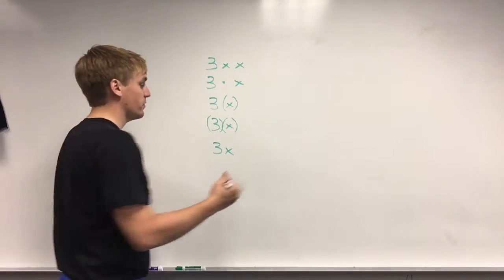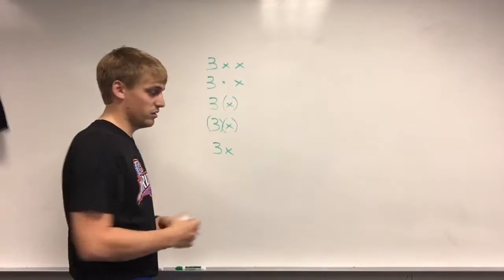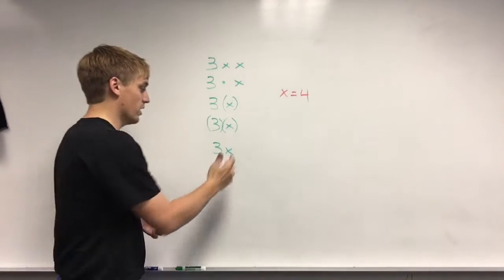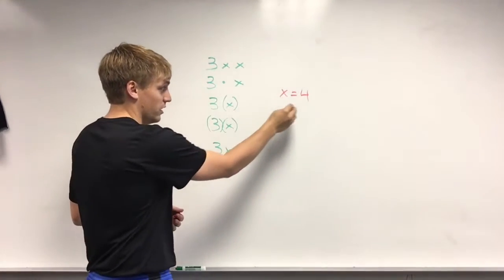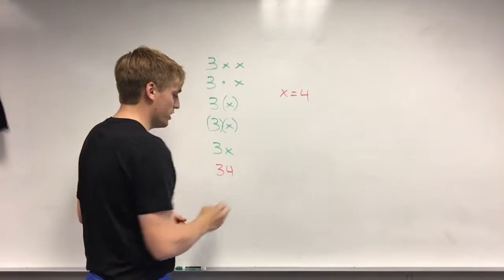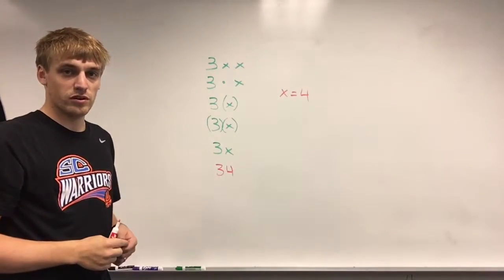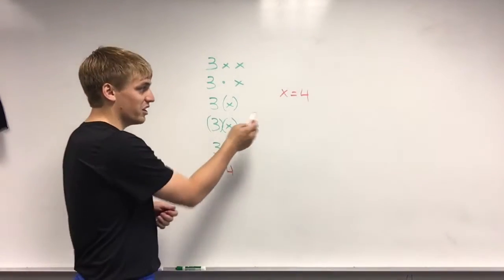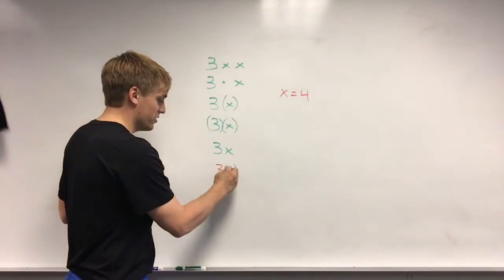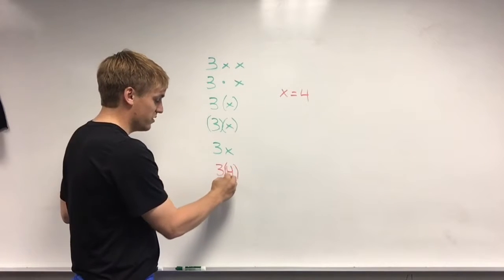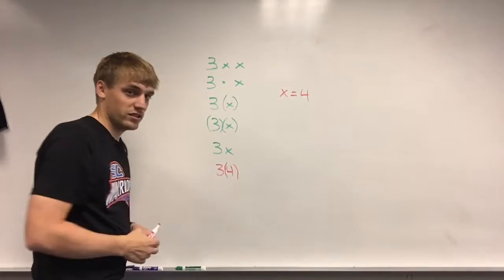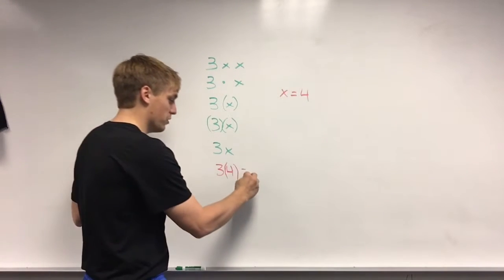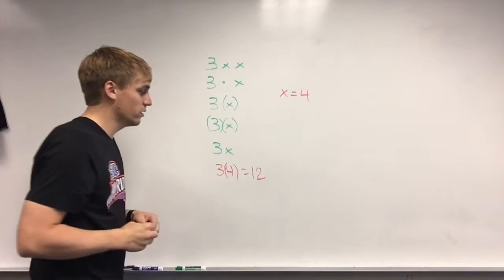Okay, why does that mean multiplication? Because if we were to give x a value again, so let's say x equals 4. Well, if we plug in 4 for x and we just put the 4 right next to the 3, that just looks like 34. So when we plug a number in, we have to put it in parentheses. Okay, well if we put that in parentheses, the 3 is right next to the parentheses. That means what? It means multiplication. So we're going to multiply those and we would get 12.